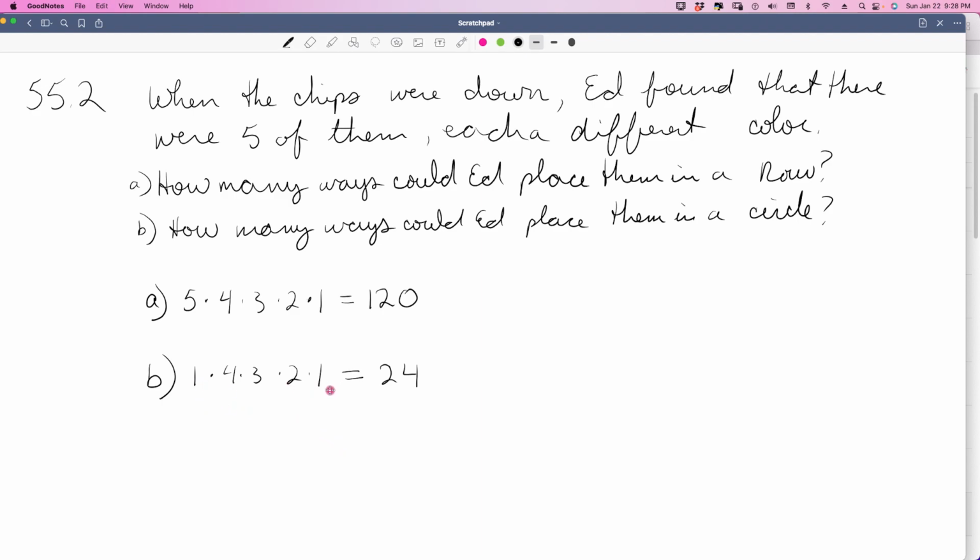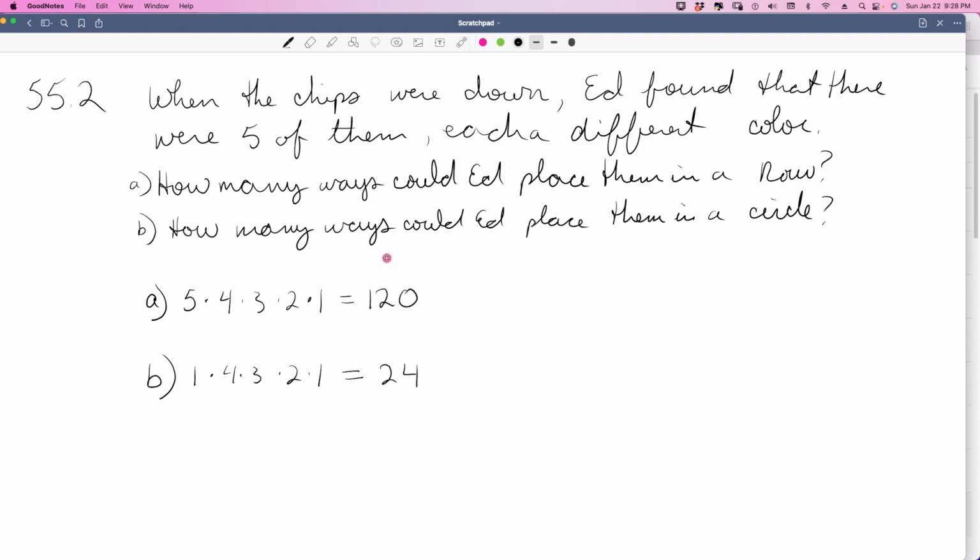So just remember that whatever that first number is, you're going to replace it with a number 1. That is the difference between the linear permutation and a circular permutation. That first number just gets replaced with the number 1 or the factor 1. So let's talk about distinguishable permutations.